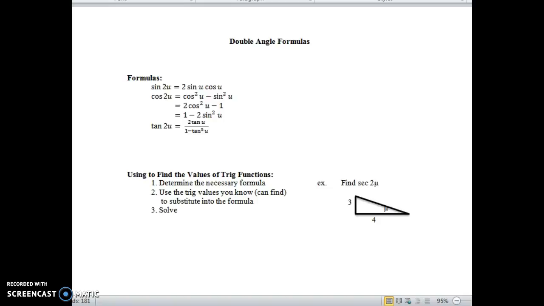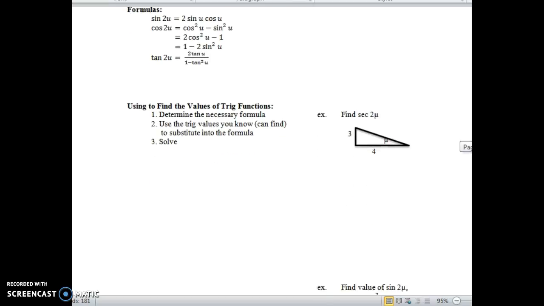Welcome to the double angle formula notes. So here are our formulas, which allow you to find the sine of an angle twice as large as your given angle, cosine twice as large as your given angle, and tangent twice as large as your given angle.